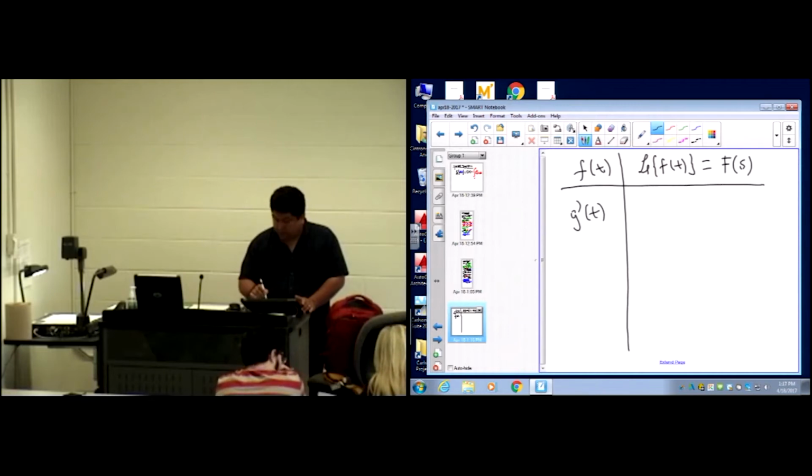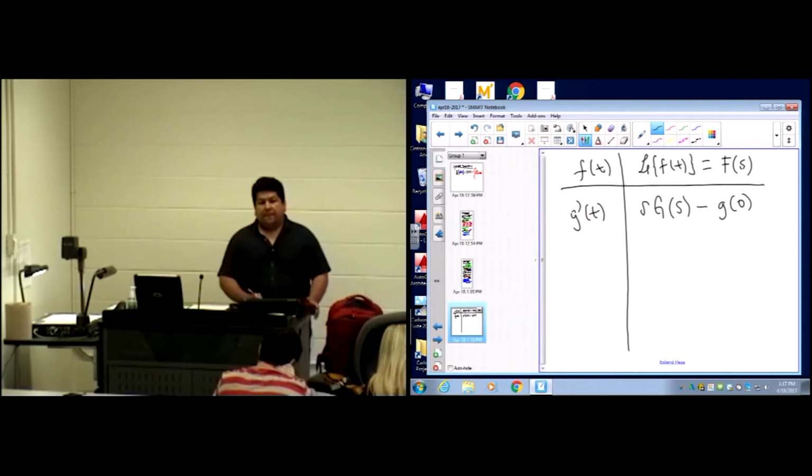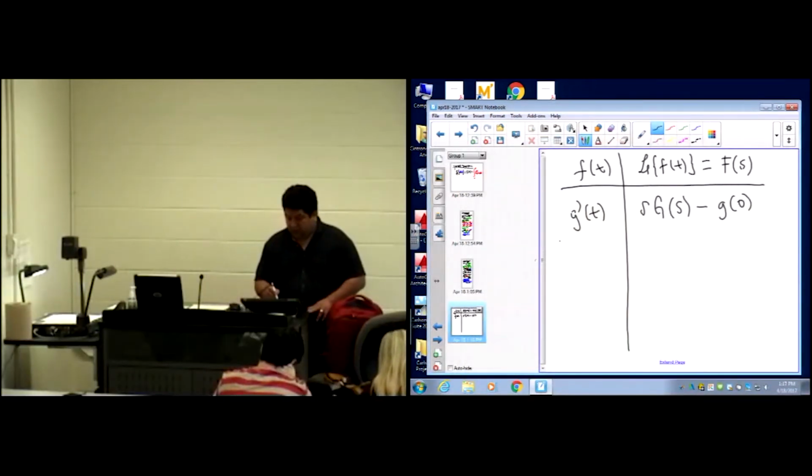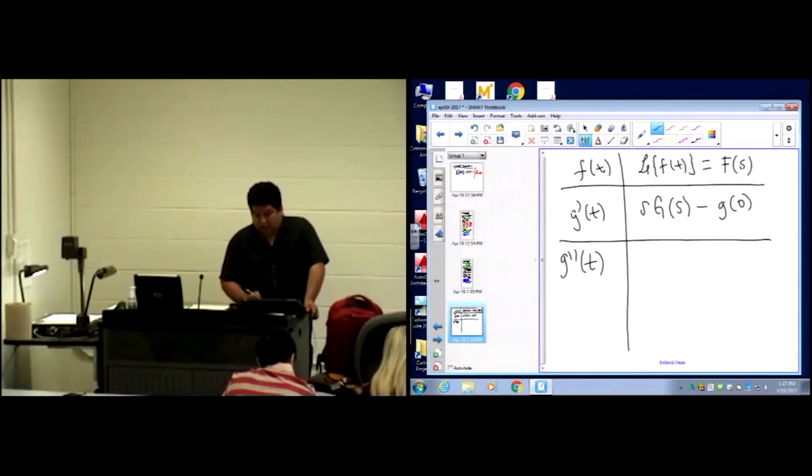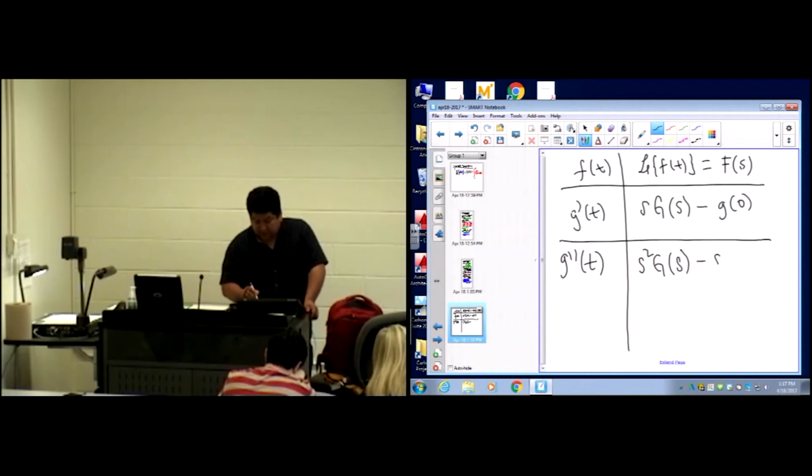If the input were not the first derivative but rather the second derivative, doing consistent steps similar to the ones we just did, this becomes s squared times the Laplace transform of that function, minus s times g of 0, minus g prime of 0. Remember that for second order problems, g prime, the first order derivative, is part of the initial conditions.